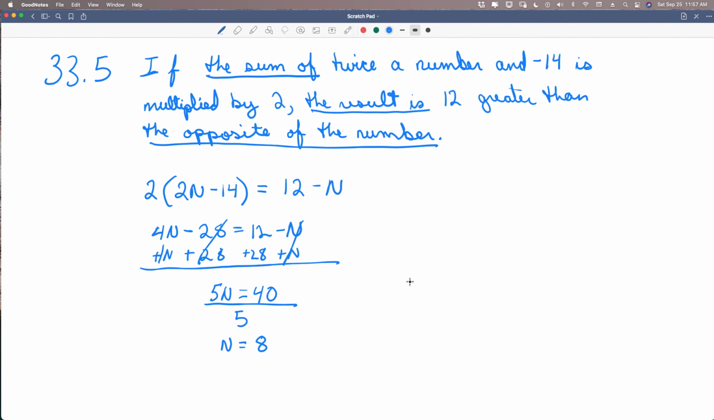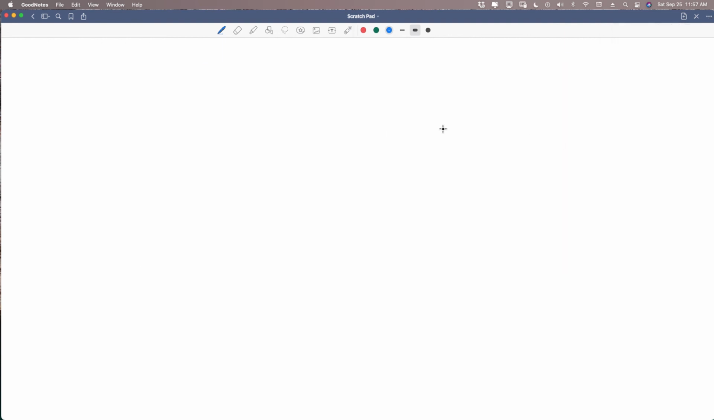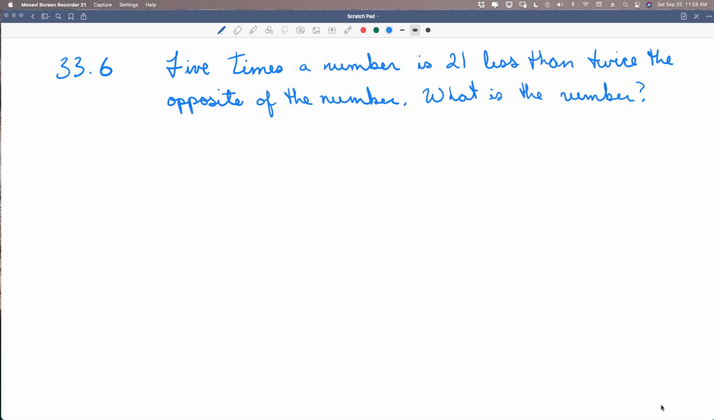We have one more. We can do that one together. And let me go ahead and write that for you. All right, so here is the problem. 5 times a number is 21 less than twice the opposite of the number. What is the number? So let's start with 5 times a number right there.